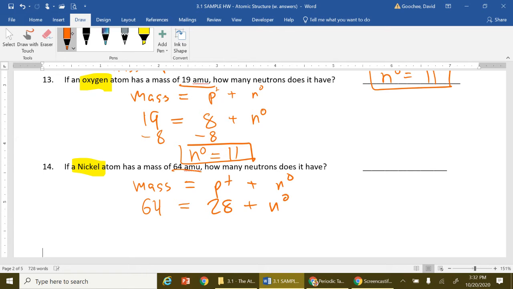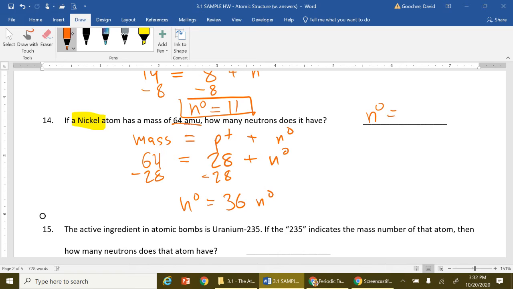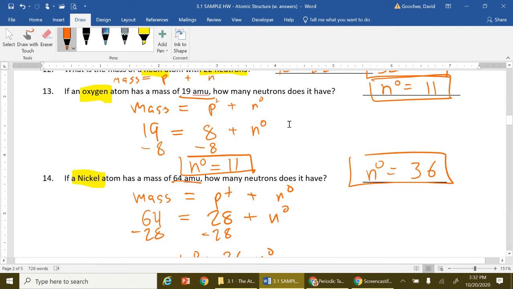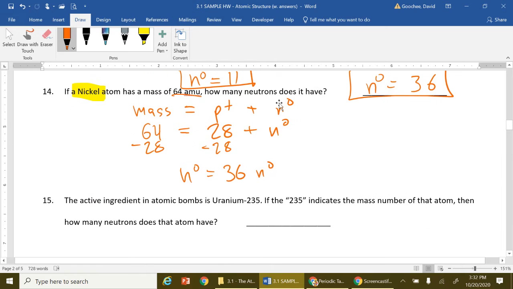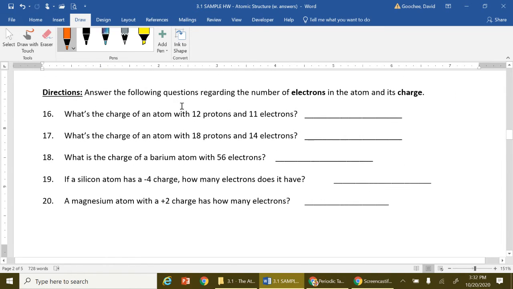So we know it's got 28 protons. How many neutrons does it have? 28 plus what is 64? Well, I'm going to subtract 28 from both sides. And I believe, unless I'm crazy, that that's 36 neutrons. So you end up with the number of neutrons equals 36. Very good. So that's how you solve those ones. Now on to the last set of problems, which are the charge problems.